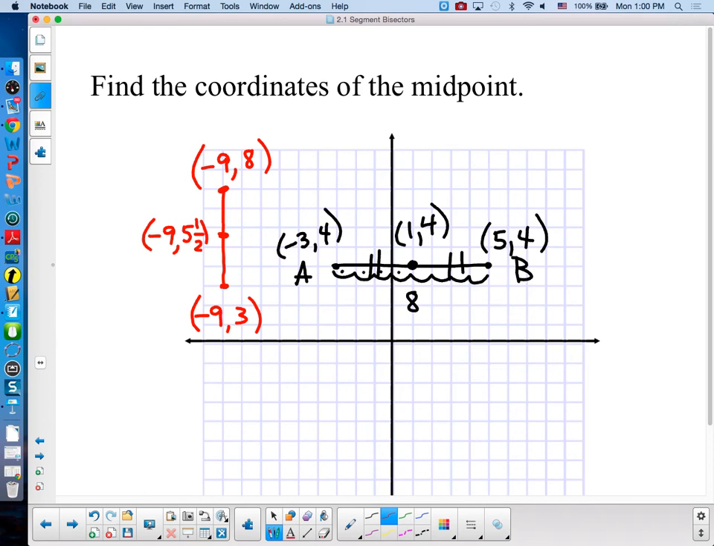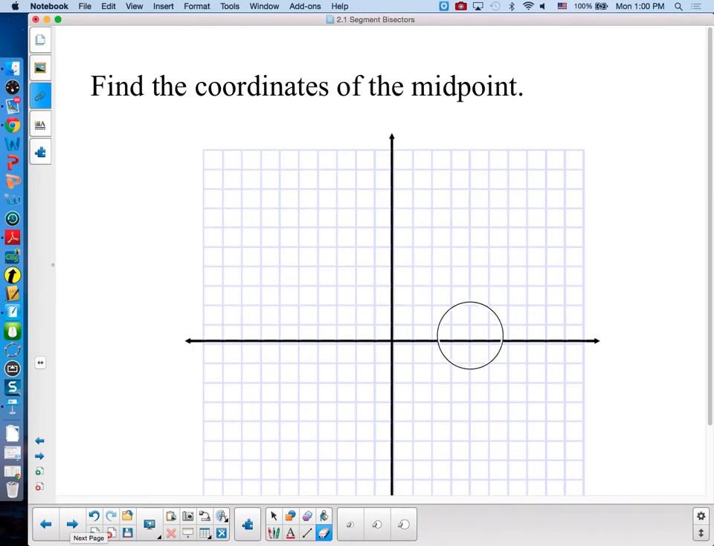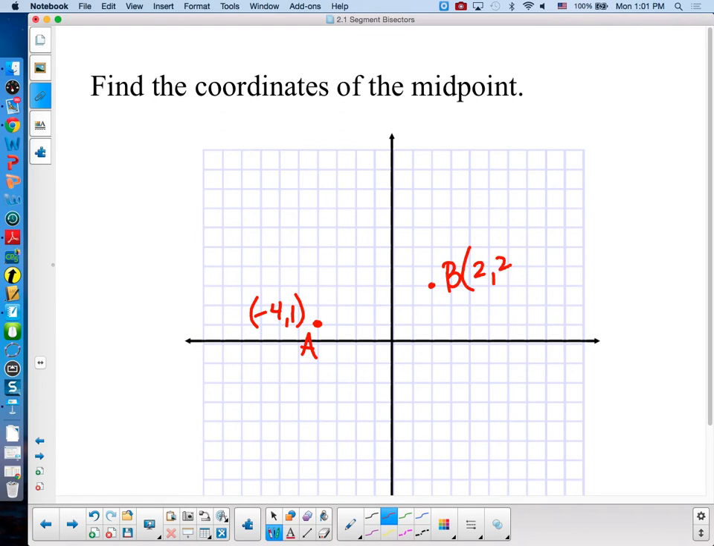Alright. Now, how about if I go slanted? Gotta get rid of some of this so I have room. Is there a question on that last one? Alright, get rid of that. And let's do point A as -4, 1. That's A. And then let's go slanted. And B is going to be the point 2, 2. Oh, yes, 2, 3 is what I did. Sorry. 2, 3.